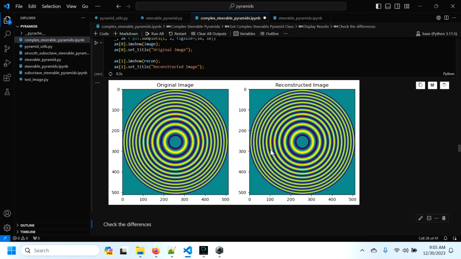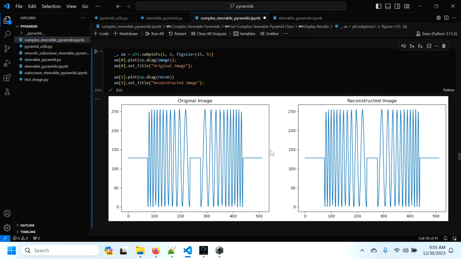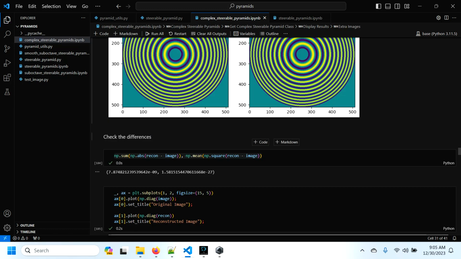So the reconstructed image looks the same. Checking the numerical differences, we actually do get something that is very close to zero.